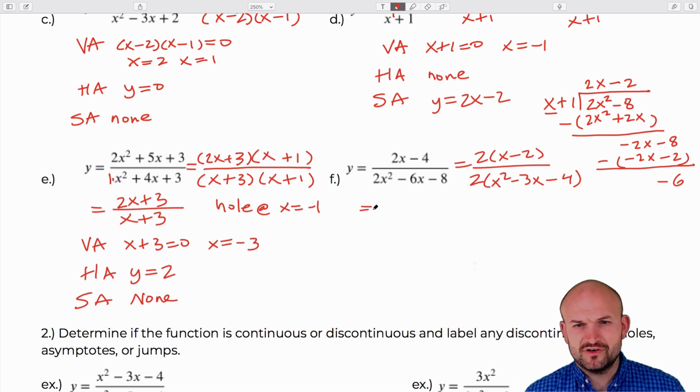I can factor that further, but it doesn't look like it factors to anything down. So therefore, the 2 times a x minus 4 times an x plus 3, or x plus 1.